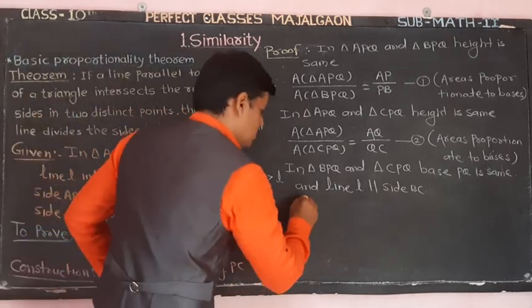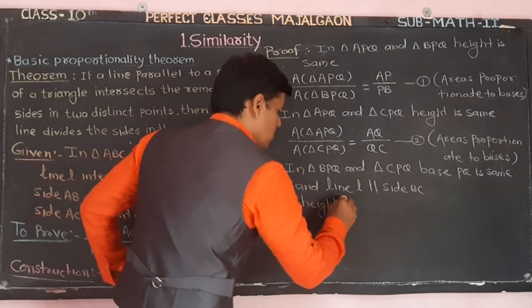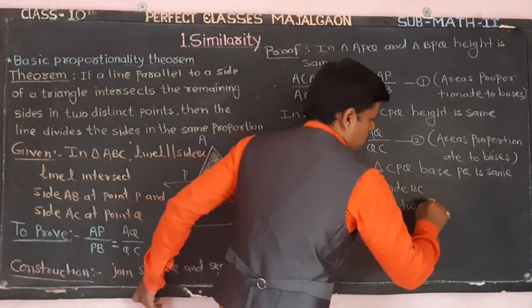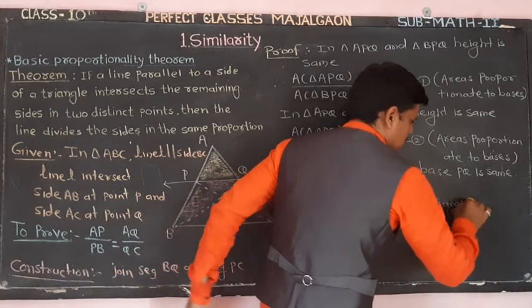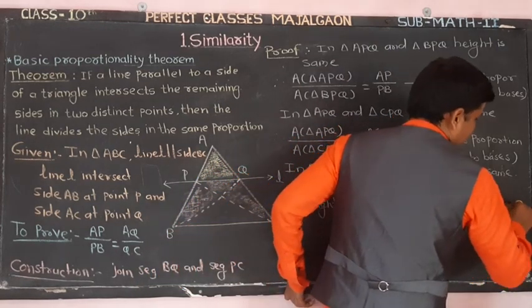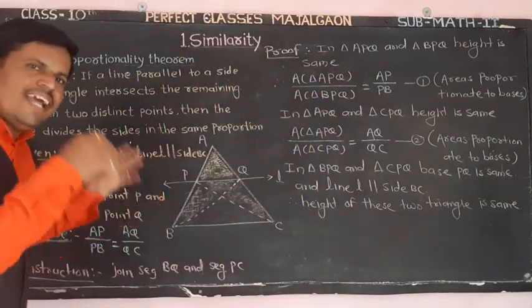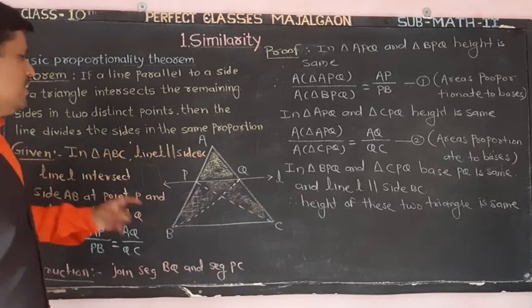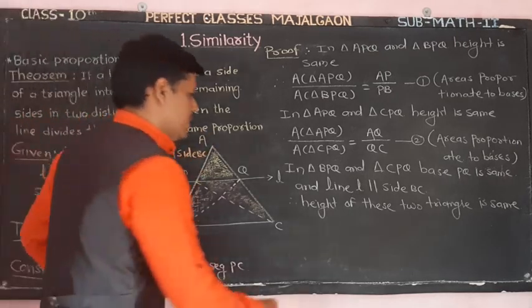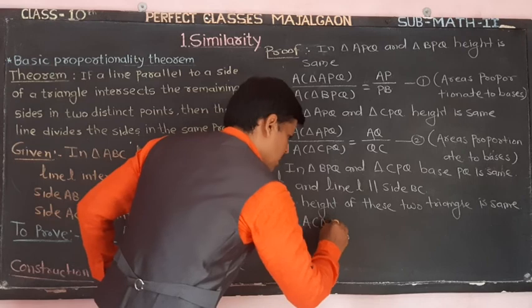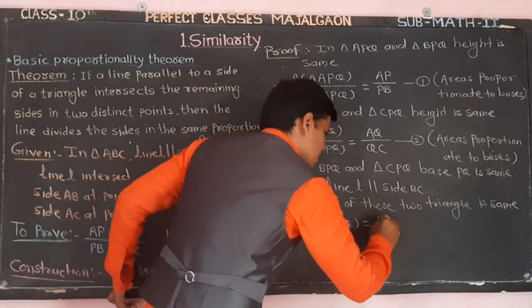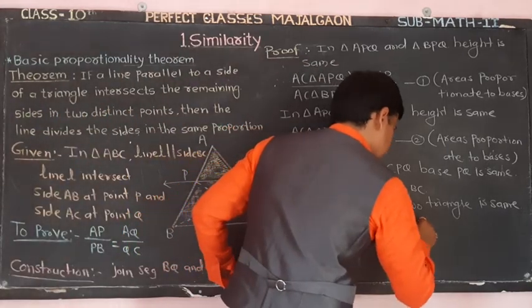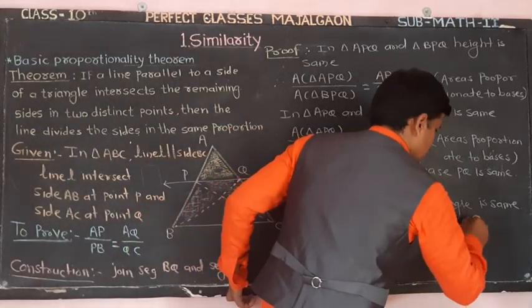Here the height is also the same. If the height and base of any two triangles are the same, then their areas are also equal. Therefore, we can write area of triangle BPQ equal to area of triangle CPQ, namely equation number 3.